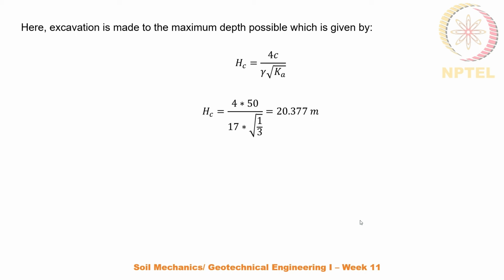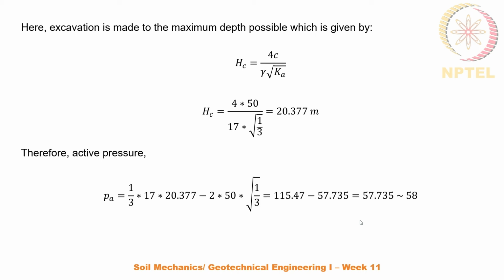So, substituting this value for z, we have the active earth pressure as 57.735, which is approximately 58, that is option B.